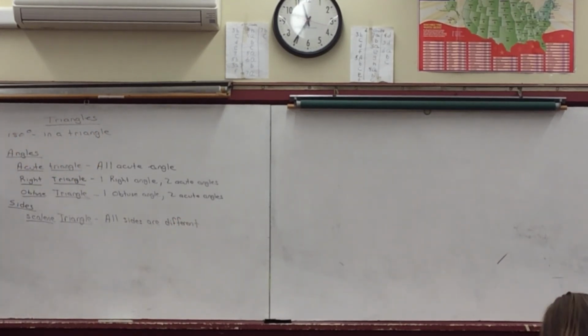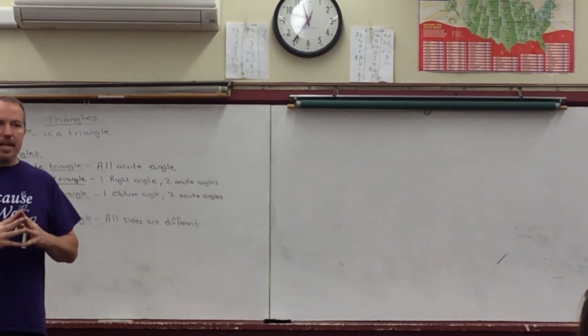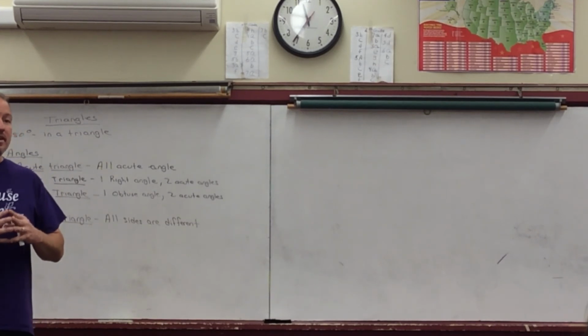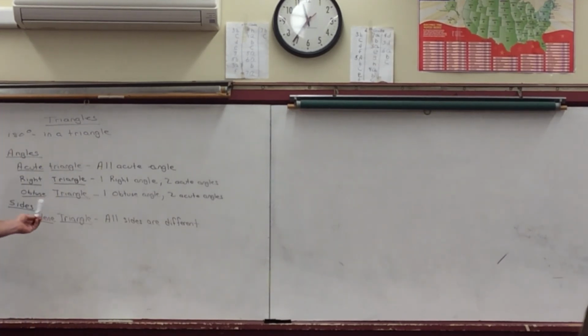The way that I remember a scalene triangle, scales are like the fingerprints on a fish. Okay? That's how I think about it. But what do you know about everybody's fingerprints? Everybody's fingerprints are different. And so, a scalene triangle, scales are like fingerprints. They're all different. All sides are different.